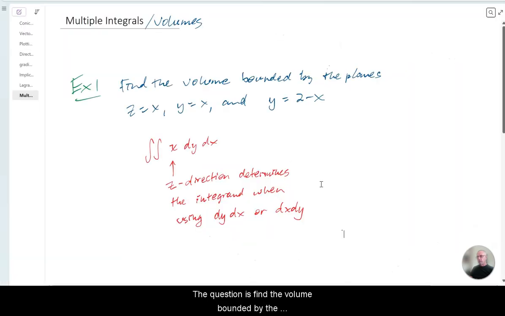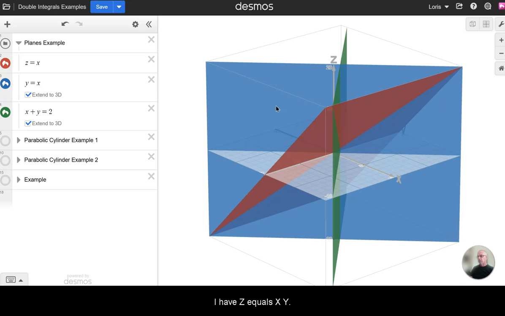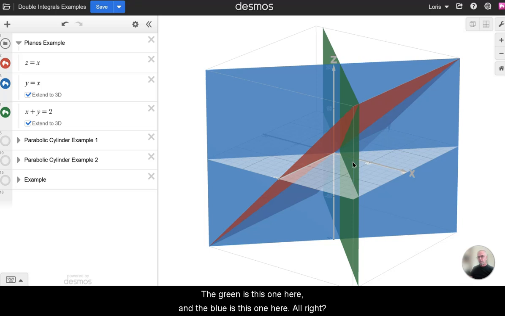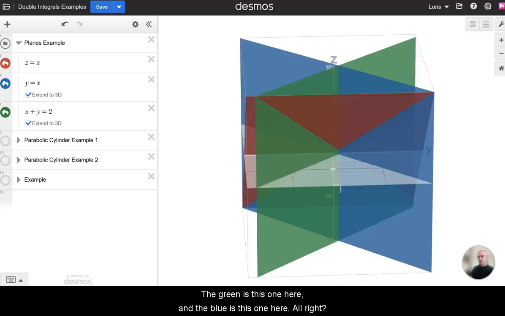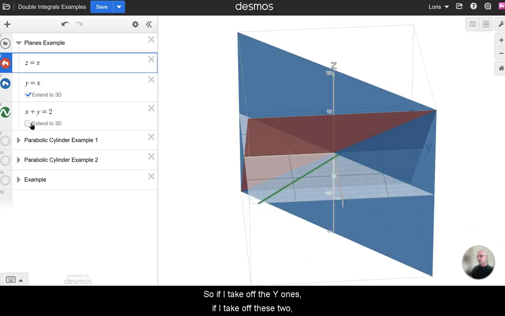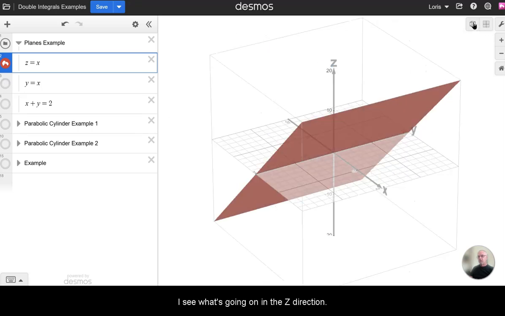The question is, find the volume bounded by the planes z equals x, y equals x, and y equals 2 minus x. So for the student, let's just go ahead and open this up. I have z equals x, y equals x. Z equals x is the red, y equals x is the blue, and then the green is x plus y equals 2. The green is this one here, and the blue is this one here. All right, so if I take off these two y ones, I see what's going on in the z direction.